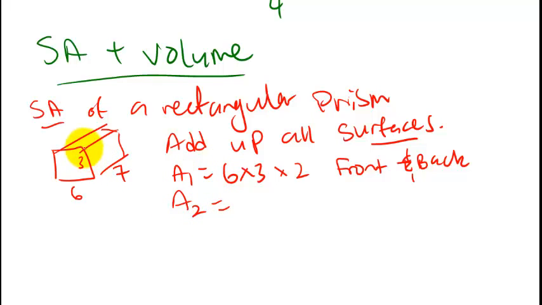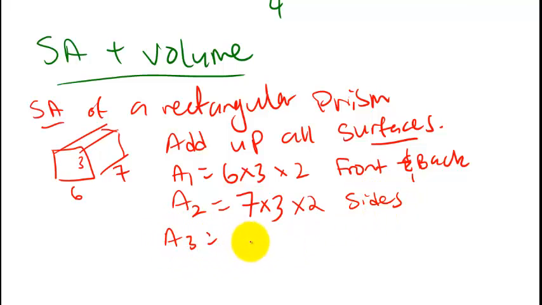Now, we're trying to do these sides. Yeah, the sides. 7 times by 4. No. 3. 7 times by 3. Or can you do it by 6? No, but that will give you the top and bottom. Oh, okay. 7 times 3 and then times by 2 sides. And then area 3 is your 6 times 3 and then times by 2. That's your top and your bottom.